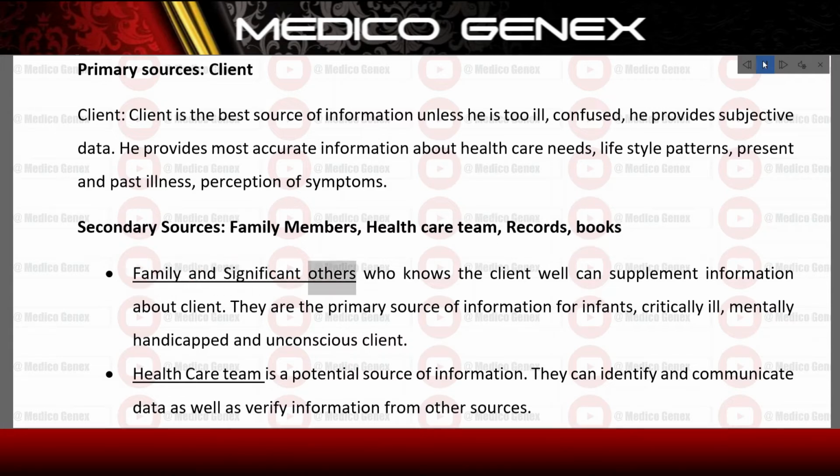Family and significant others who know the client well can supplement information about the client. They are the primary source of information for infants, critically ill, mentally handicapped and unconscious clients. The healthcare team is a potential source of information. They can identify and communicate data as well as verify information from other sources.